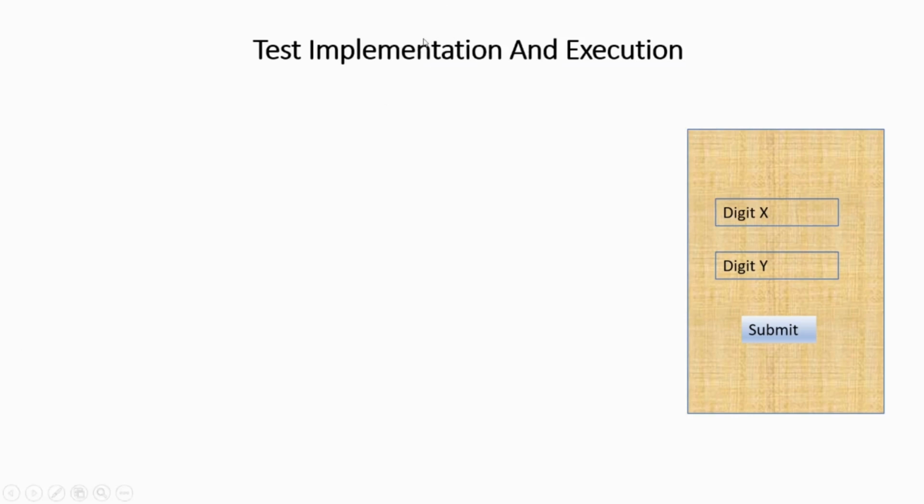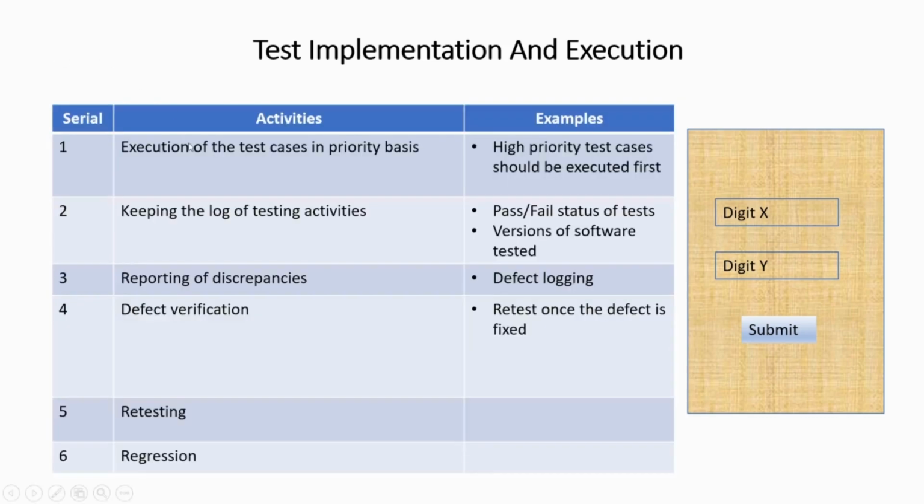Now come to the third phase, which is test implementation and execution. As the name says, whatever we have designed as test cases, we have to execute all of those in this phase. So we have to do the execution of the test cases, and mostly this execution is defined on a priority basis. High priority test cases should be executed first, and then we have to keep a log of all the testing activities. How many test cases passed, how many test cases failed, all those small things should be logged. If we are finding any discrepancy, then we have to log a defect.